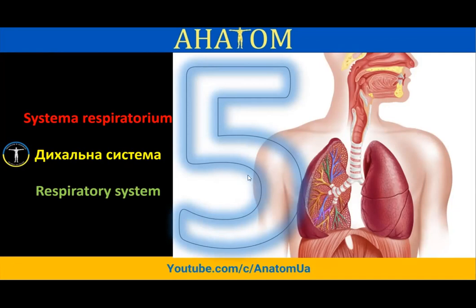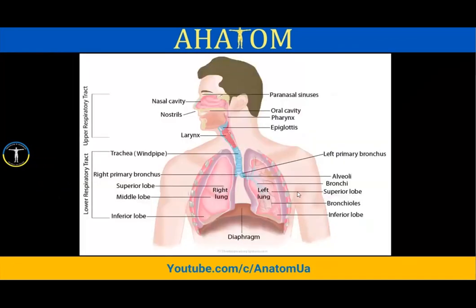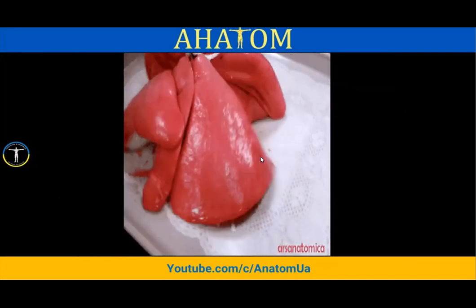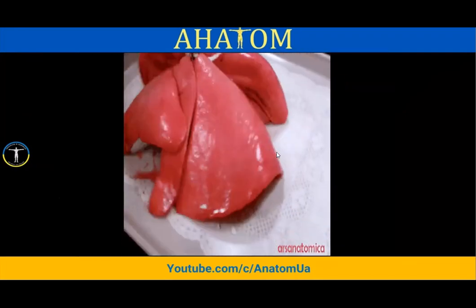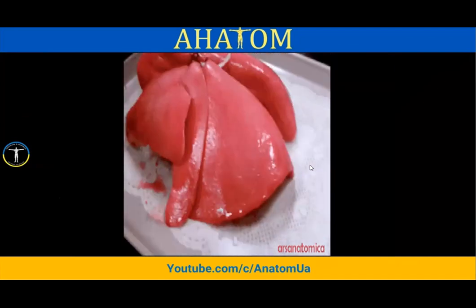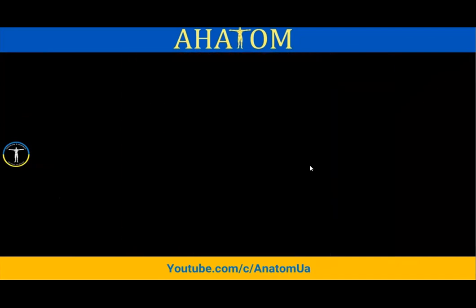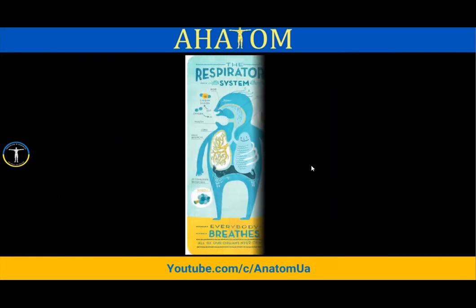First, number five in the respiratory system: there are five lobes in the right and left lungs. It's very important to understand where they are located, for example, and the differences between the right and left lungs.